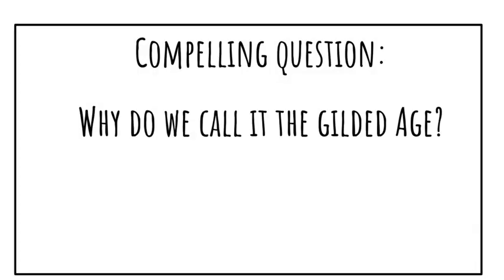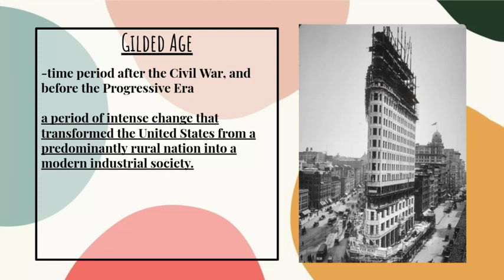So this is the compelling question: why do we call it the Gilded Age? What does gilded mean? It's something that's almost torn, but it's good and bad at the same time. So it's a time period after the Civil War and before the Progressive Era, which is our next unit. It is a period of intense change that transformed the United States from a predominantly rural nation into a modern industrial society.